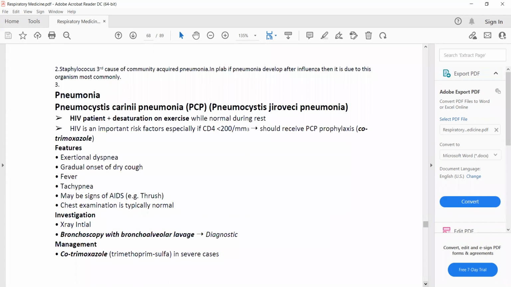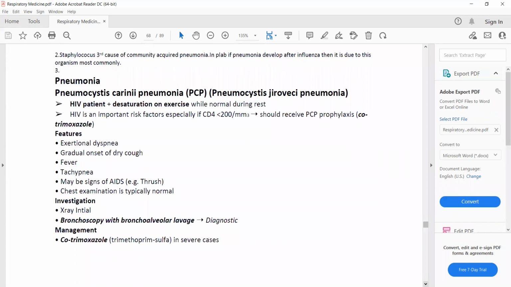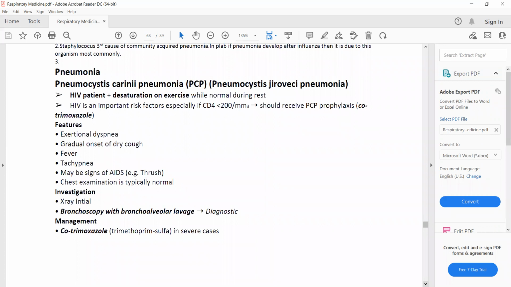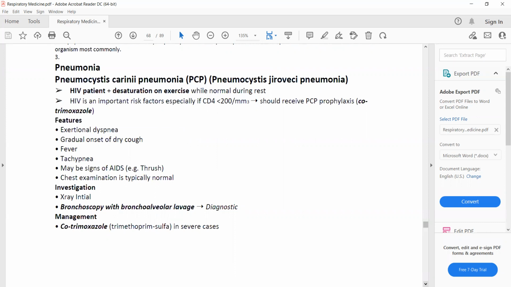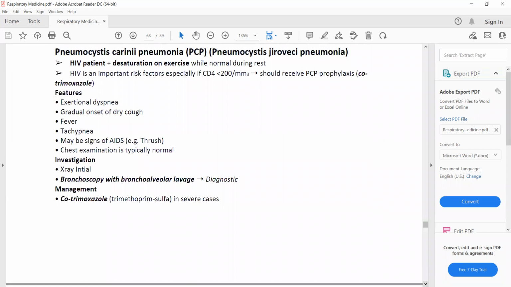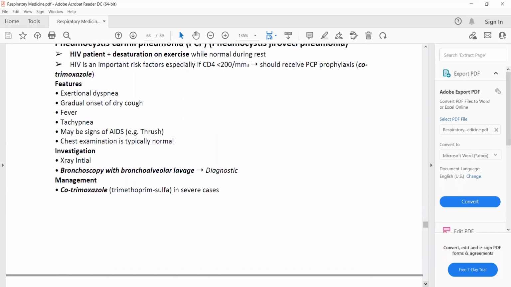Again, some points about Pneumocystis jirovecii: it is common in HIV patients if the CD4 count is less than 200, and the symptoms are dry cough and desaturation on exercise. This point is important. That's why I'm emphasizing it again and again. That is desaturation on exercise in an HIV patient. The diagnosis will be Pneumocystis jirovecii. Prophylaxis for Pneumocystis jirovecii is cotrimoxazole.